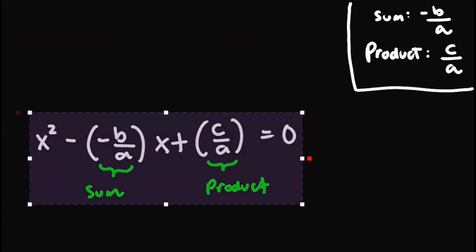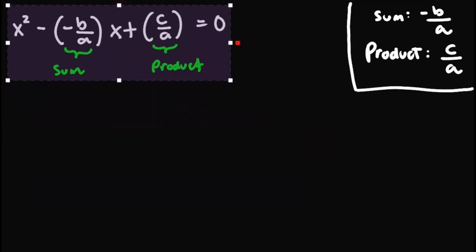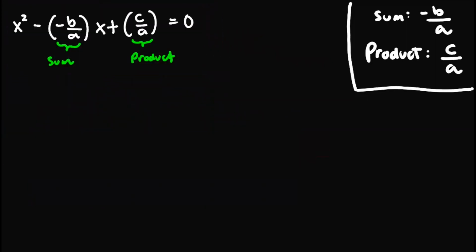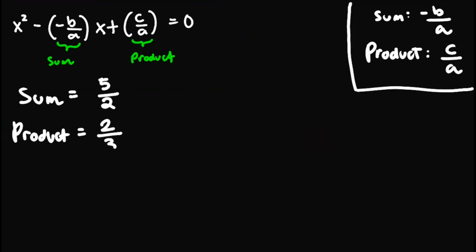So let's try to use this idea. Let's put this one here as a guide. Say we are given the sum to be 5/2 and the product to be 2/3, and suppose that we are tasked to find a quadratic equation given these two. So what we only know is the sum and the product. We don't know the roots of the quadratic equation. So how do we obtain this?